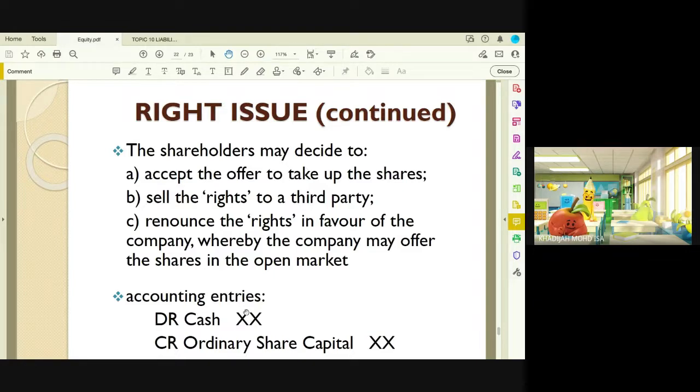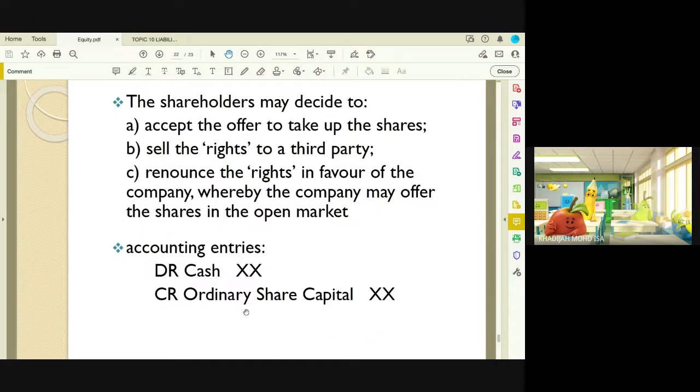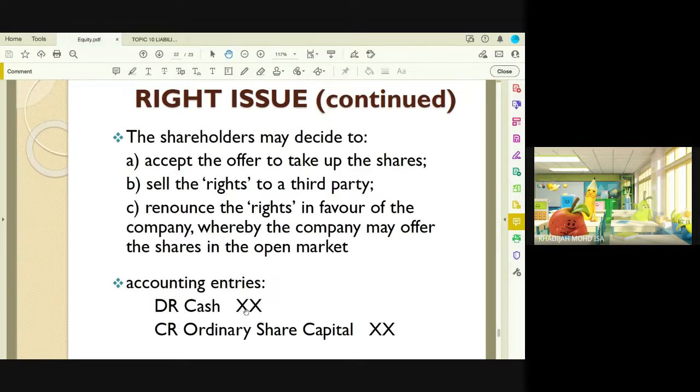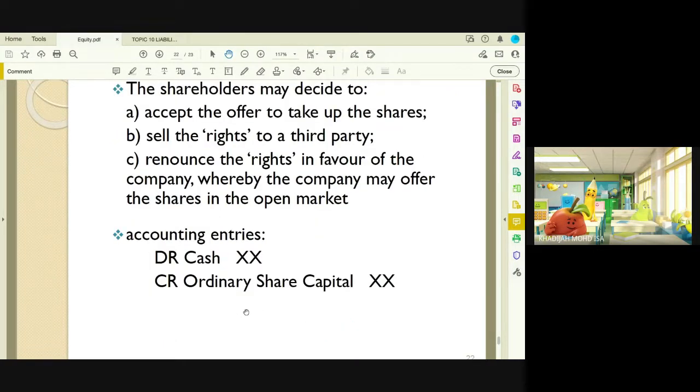So for example, if I were given a rights issue to buy 10,000 shares at 6 ringgit, where the market price is 8 ringgit, and I do not want to buy the shares, then I can sell my rights to a third party. You can also renounce the rights in favor of the company, whereby the company may offer the shares in the open market. In the case of a rights issue, the company is going to receive cash, so debit your cash and credit the ordinary share capital.